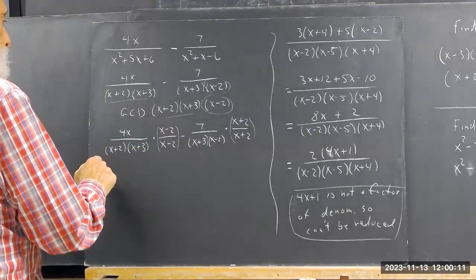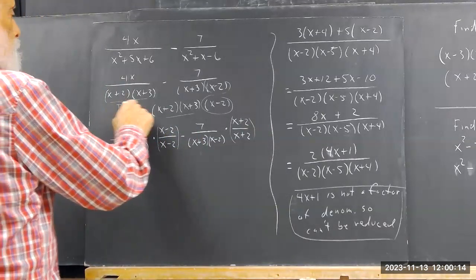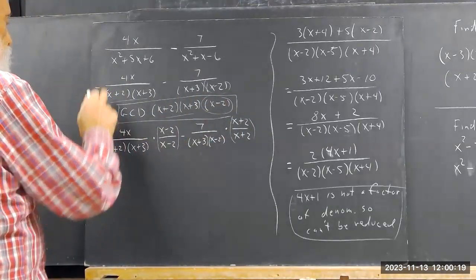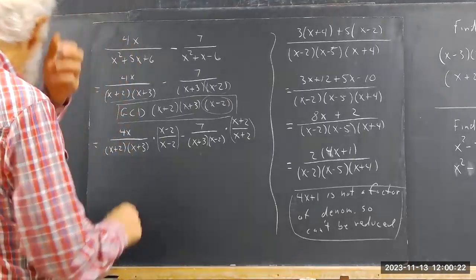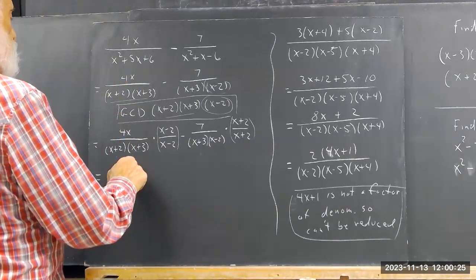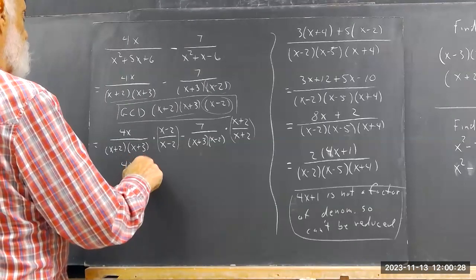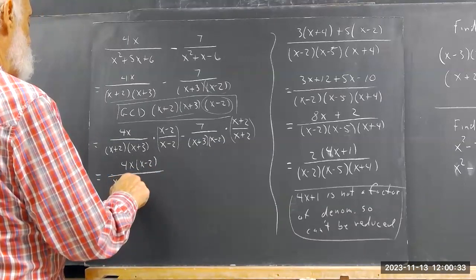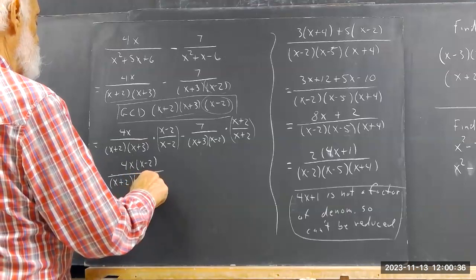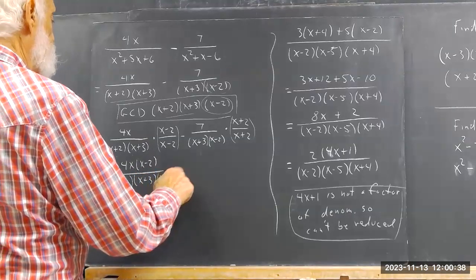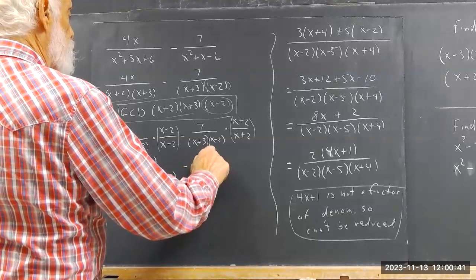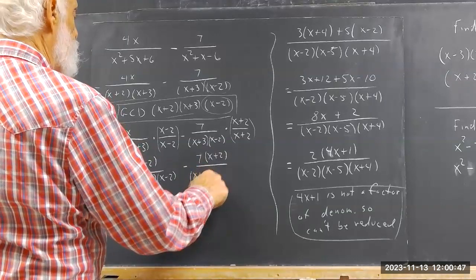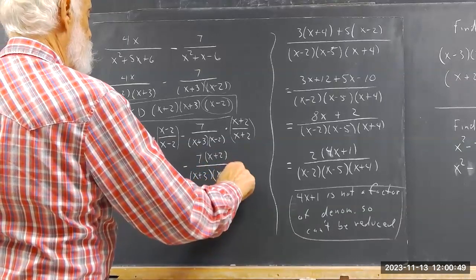Now, what's this equal? This is equal to this. Okay. This is then going to be 4x times x minus 2 over x plus 2 times x plus 3 times x minus 2, minus 7 times the quantity x plus 2 over x plus 3 times x minus 2 times x plus 2.